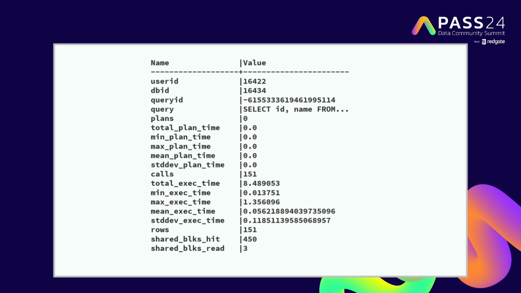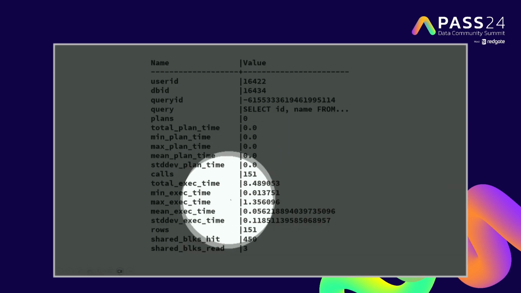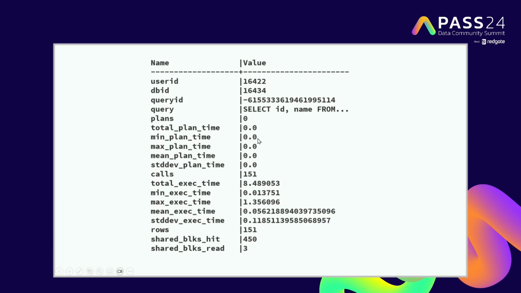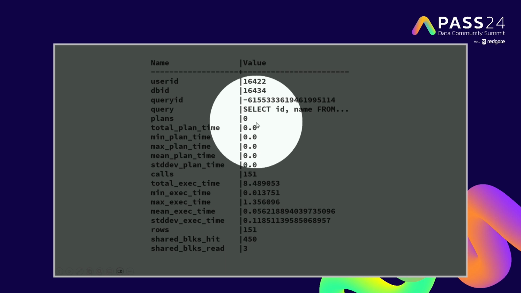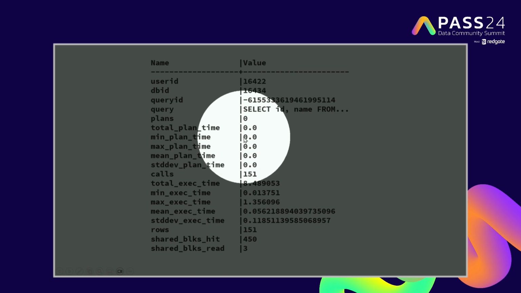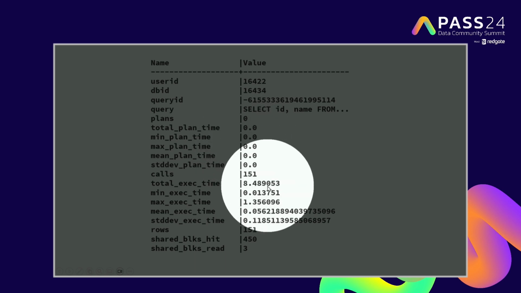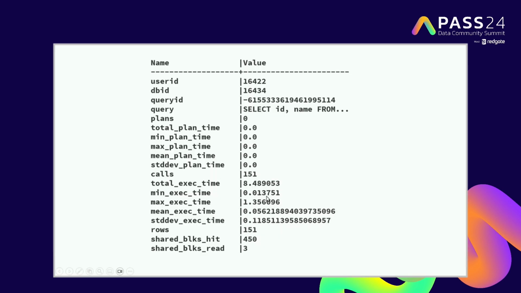Here's some. This is not all 43, but you can quickly see things like, again, I don't know what this was from that I pulled it, but I have zeros here because by default planning time is not tracked. You have to turn that on because that adds additional overhead, right? Actual disk I/O is not tracked by default because that adds additional overhead. You can turn that on.